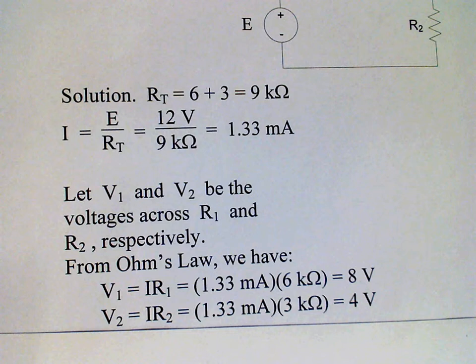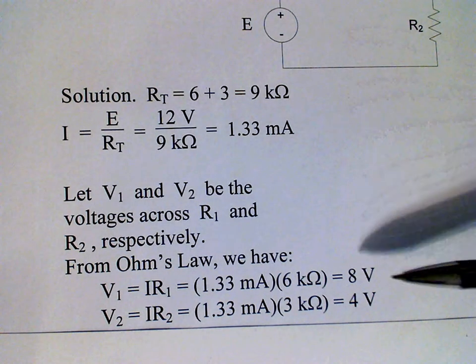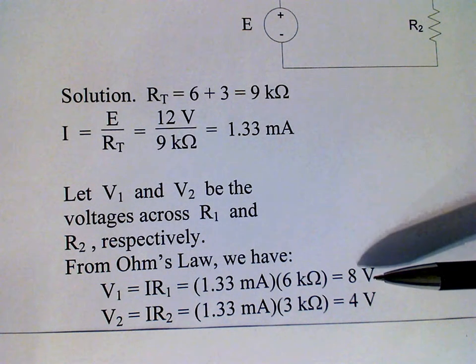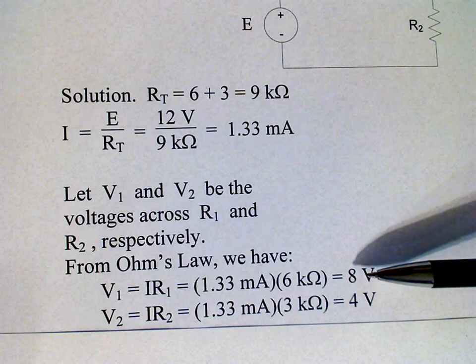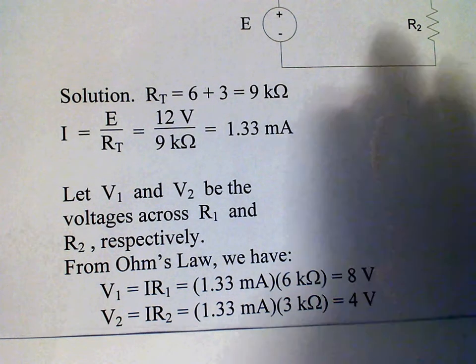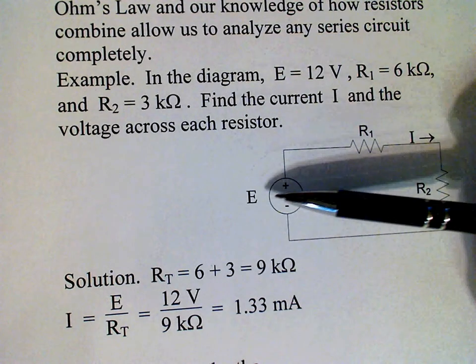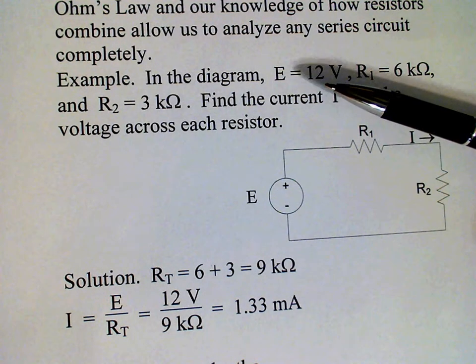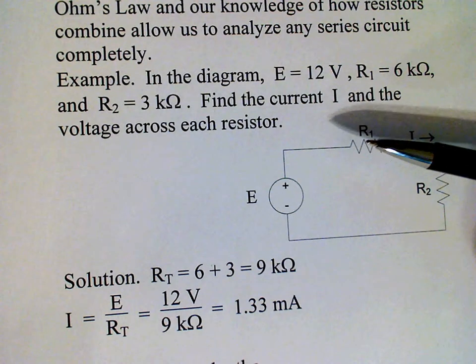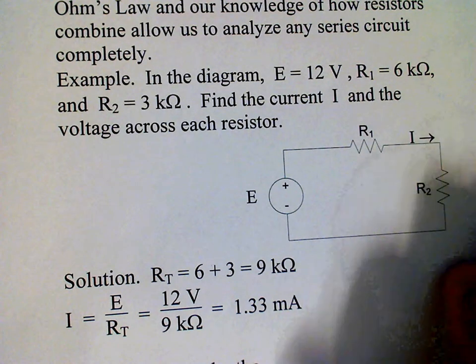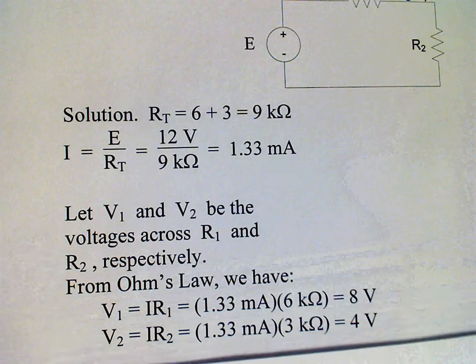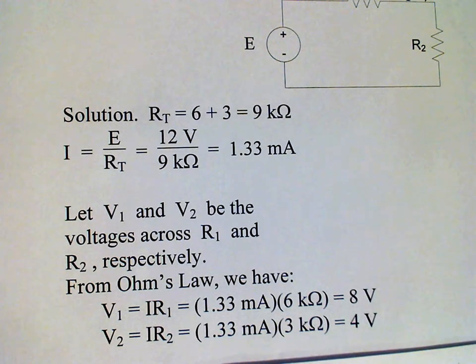And now let's just do a little check here at the end. We know from Kirchhoff's law that the rise in the circuit, given by our source, 12 volts, must equal the sum of the voltage drops across the resistors. And it does, right? 8 plus 4 is 12 volts.